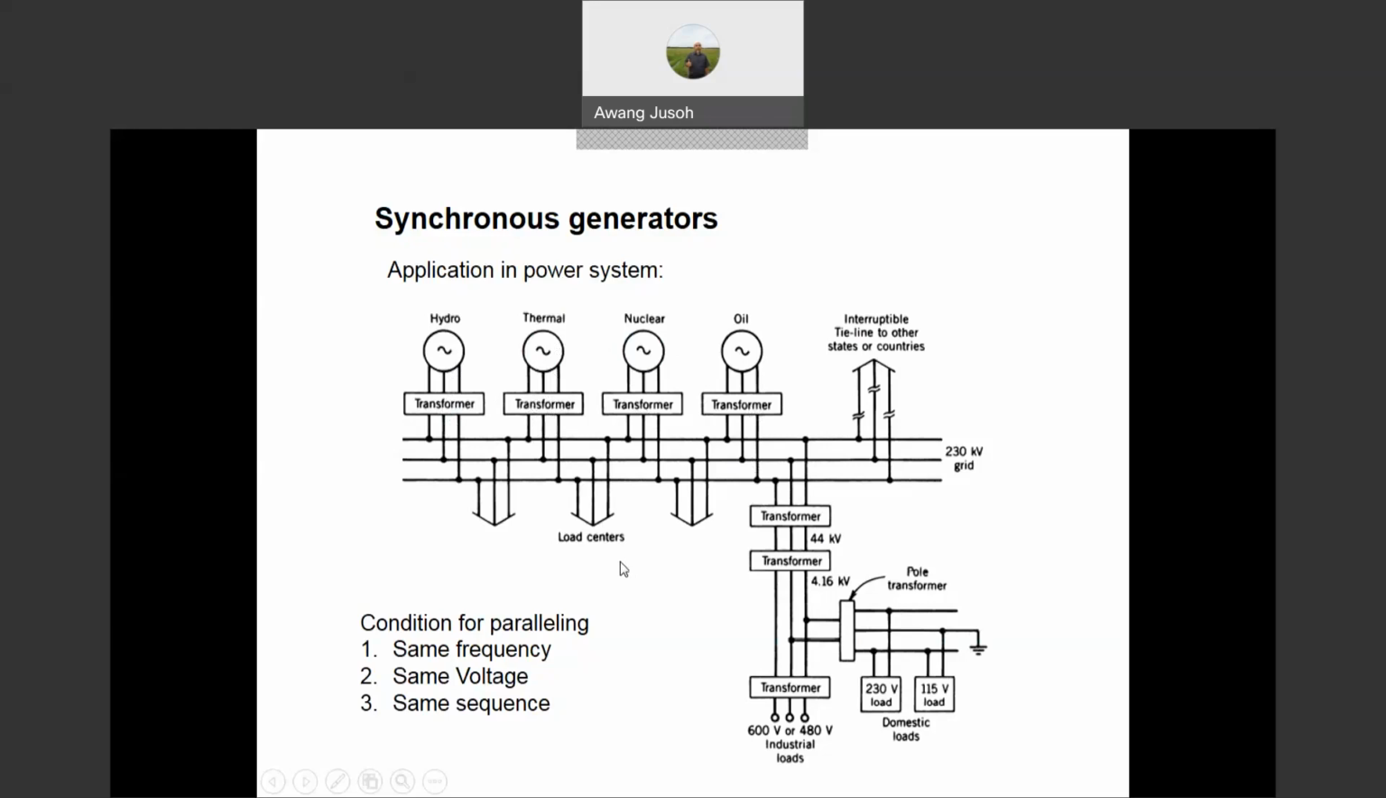So in order to do synchronization, or in order for each generator to be connected to the grid system, they must follow some rules. For example, all generators must have the same frequency, same voltage, and same sequence. For example, this generator is ABC, and all must follow ABC and so on. If you generate a different sequence, you cannot join the grid system.